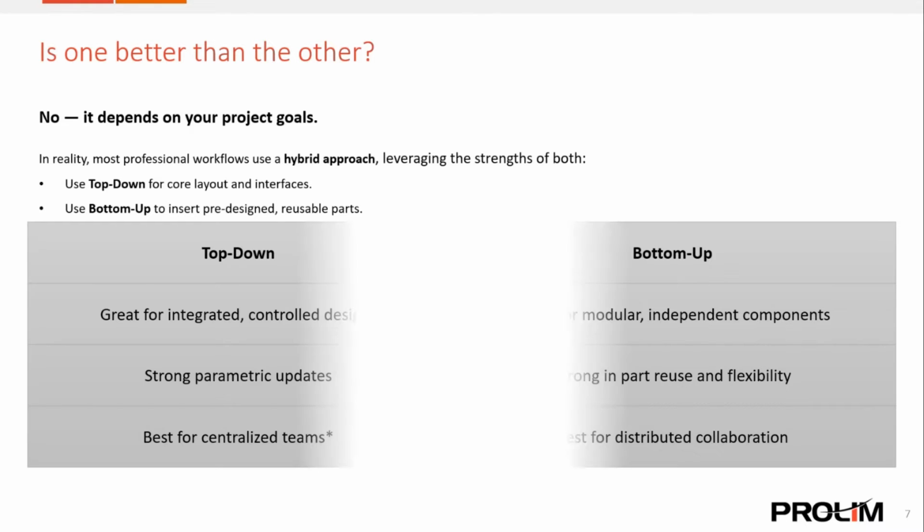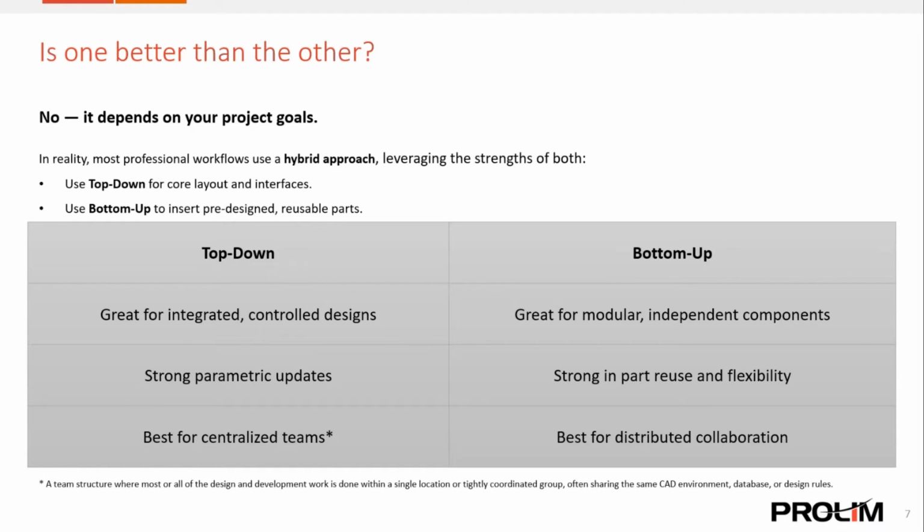So here is a quick comparison table of top down, what that's good for, and bottom up, what that's good for. So bottom up is great for your modular and independent components. It's strong in part reuse and flexibility. And of course, it's best for distributed collaboration. Whereas your top down is great for integrated and controlled designs. It's got some strong parametric updates. And of course, it's best for centralized teams. Now, what do I mean by those centralized teams? Well, it means a team structure where most or all of the design and development work is done in a single location or tightly controlled group, often sharing the same CAD environment, database, or design rules.